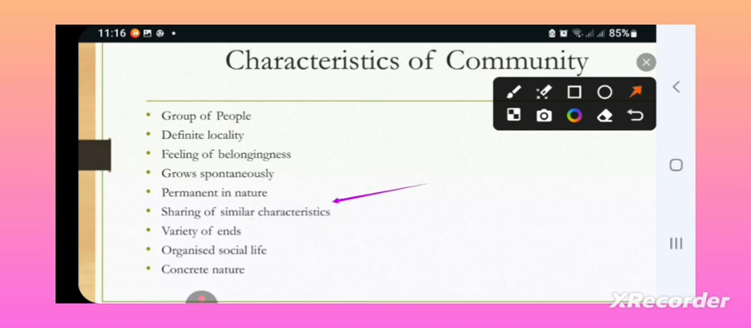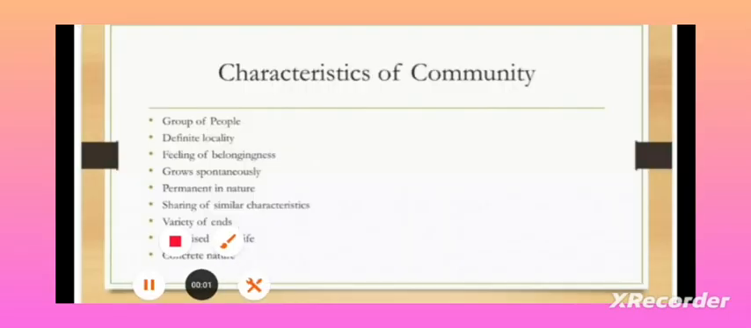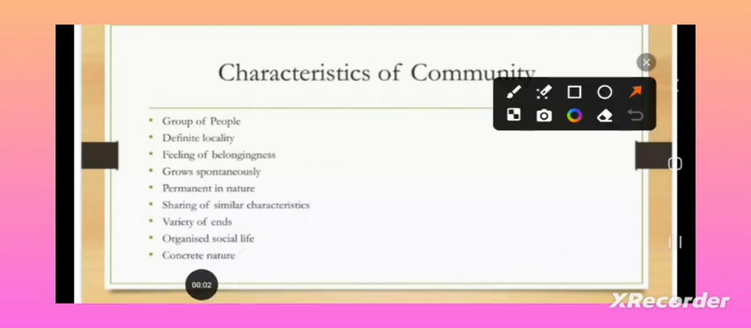Sharing similar characteristics. The commonality that binds them together, example, language, religion, culture, norms, or history.